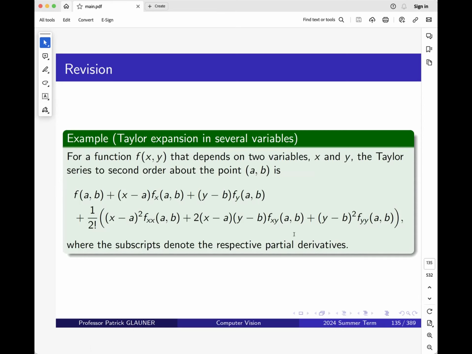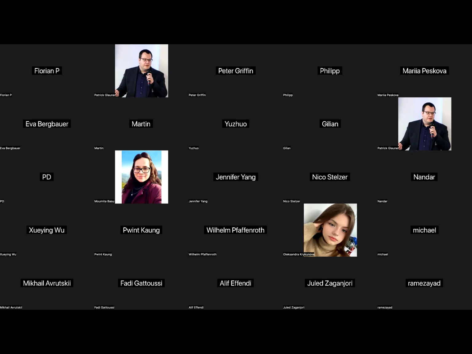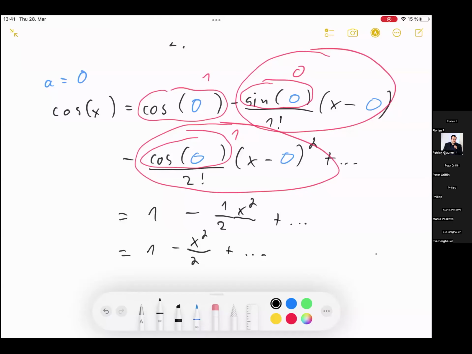And we will now actually apply the Taylor expansion to our Harris corner detector. So I'll go back to the Harris corner detector. And I just want to know from you, there were a few students who said they were not familiar with the Taylor expansion. So maybe the ones who were not familiar, you can just let me know if you're okay with the Taylor expansion now, maybe with a thumbs up or something, because you should have seen now how the Taylor expansion works.